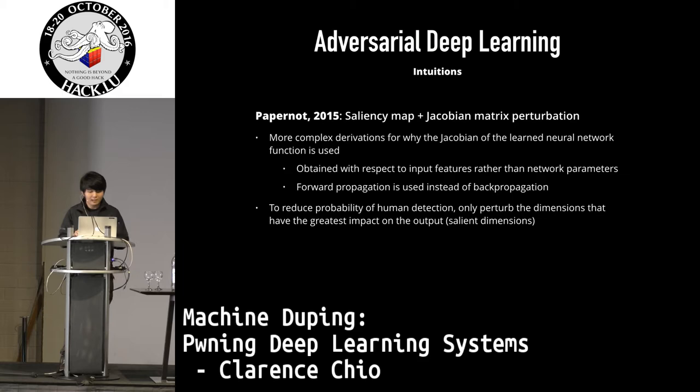The last method is a little bit more complicated, and the motivation behind this method is simply to reduce the amount of perturbation that you have to add to a valid input in order to trick the machine learning model.